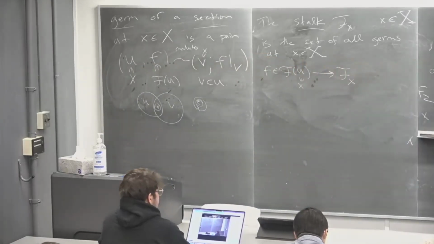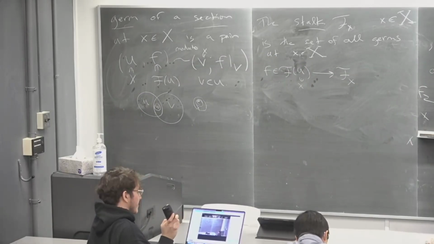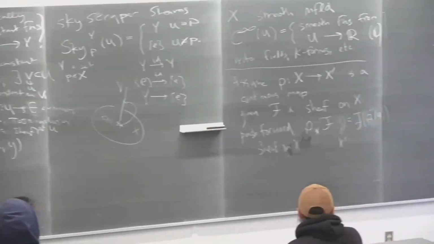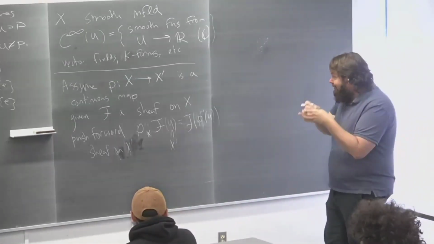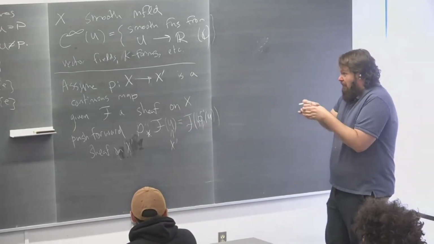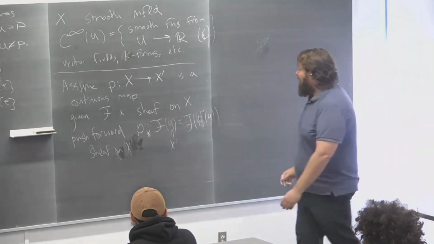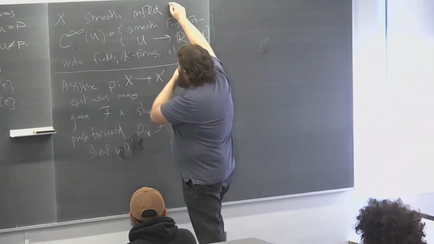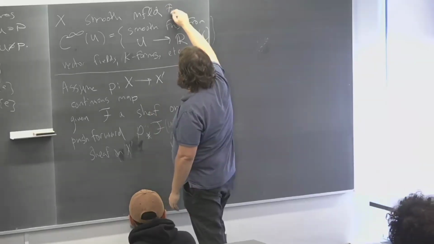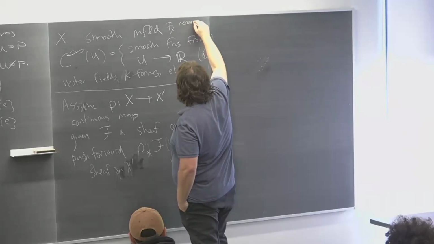For example, if I look at smooth functions, the germ of a function around a point doesn't just remember the value of the function. In particular, it remembers the whole Taylor series. And actually, it remembers more than that, because there are lots of smooth functions that aren't analytic. But in this case, F of x in particular remembers the Taylor series.